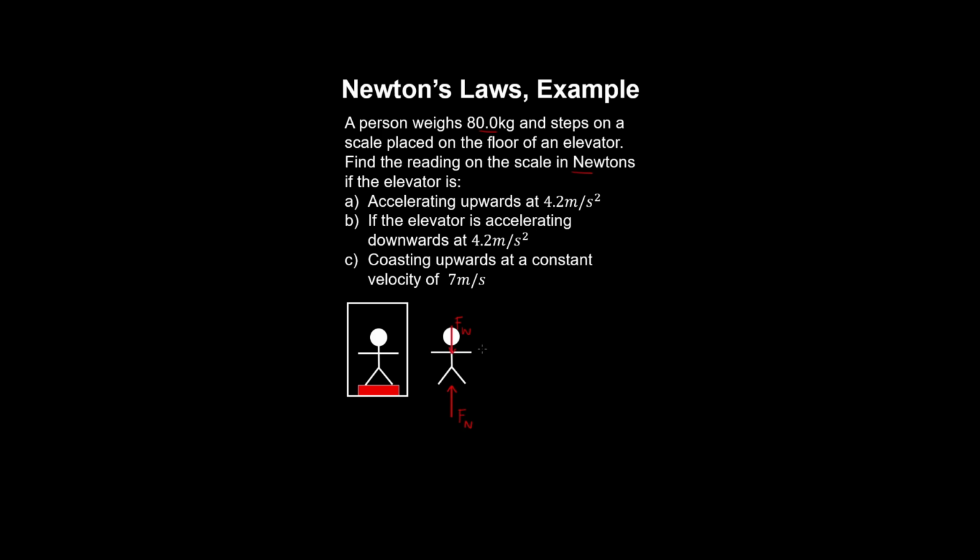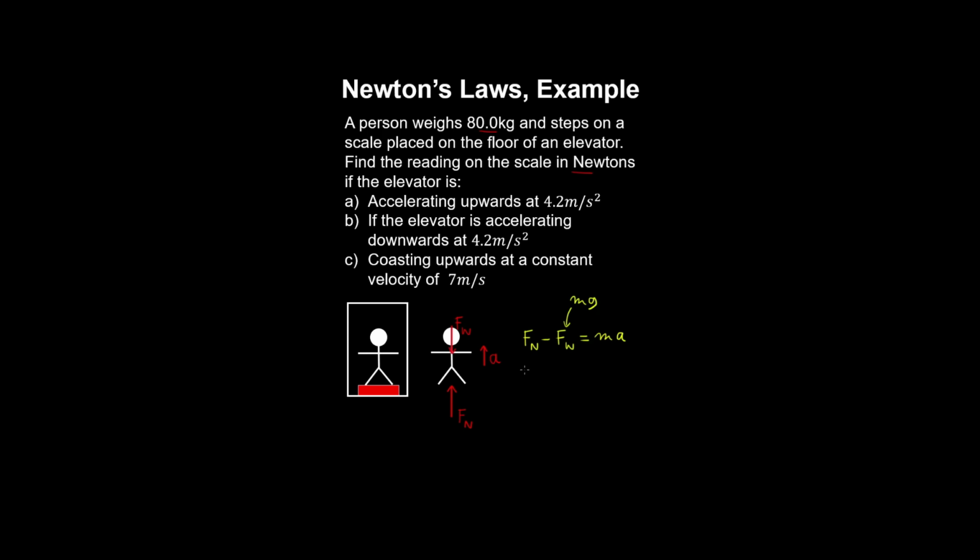So given that the elevator is accelerating upwards in part A, then the normal force is larger than the force of weight. And if we choose our upward direction as positive, we have the normal force minus the force of weight is equal to the mass of the person times the acceleration of the person. And the force of weight is mass times gravitational acceleration.